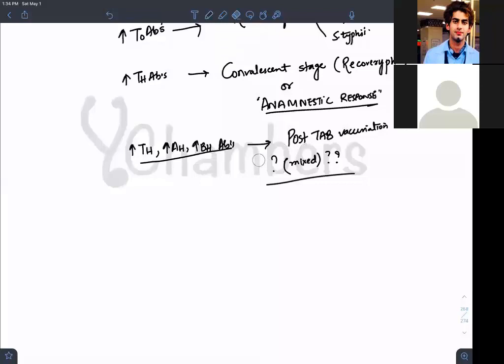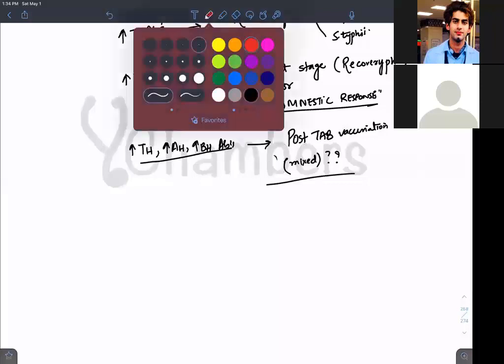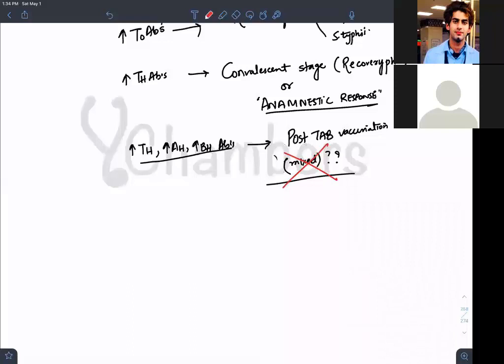It's not a mixed response, guys. Put a big cross on yourself. If it would have been mixed, then O antigens would also be increased. It's a post-TAB vaccination. Convalescence, we have told you, TH antibodies. You haven't read immunology, so don't make it in that way. Whatever you are writing, immunologically, it's not correct. Principles of immunology are not being satisfied.